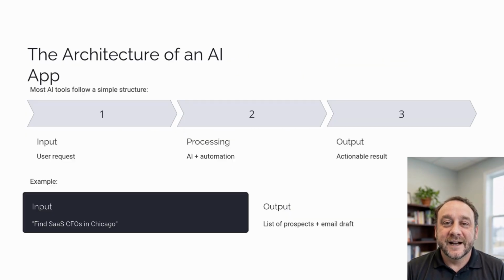Under the hood, most AI applications follow a surprisingly simple structure. First, there is an input. This is the information provided by the user. Second, there is processing. This is where AI and automation logic analyze the input and perform tasks. Finally, there is an output. This is the result delivered back to the user. For example, the input might be a request to find SaaS CFOs in a particular city. The system processes that request using AI and data sources. The output becomes a list of prospects along with potential outreach messaging.